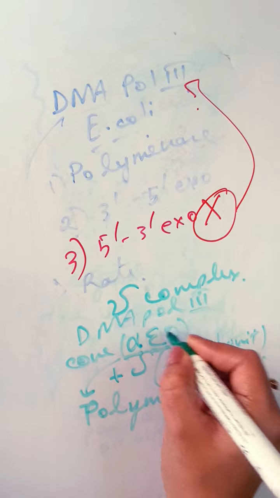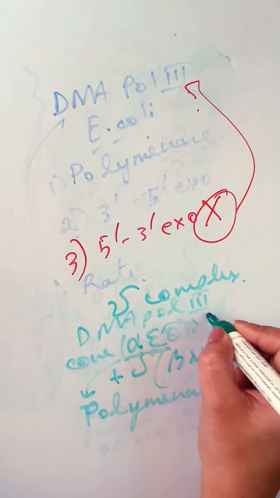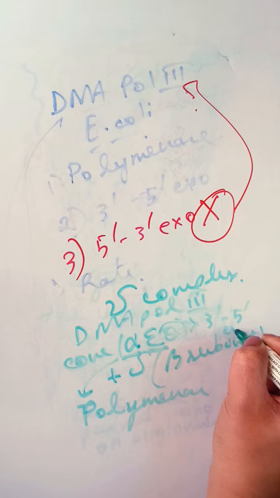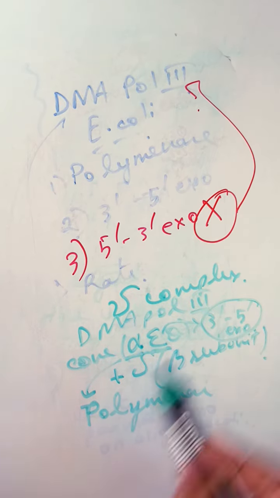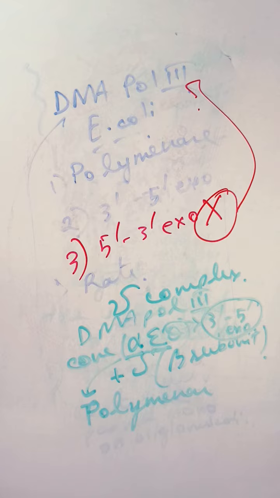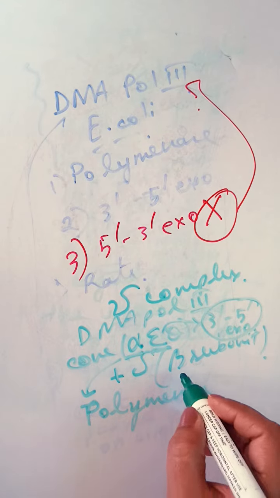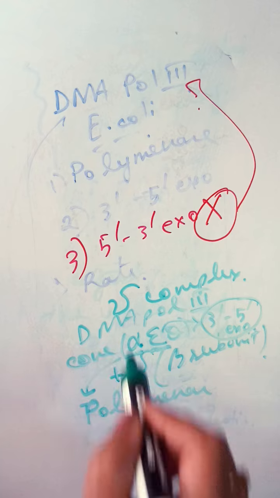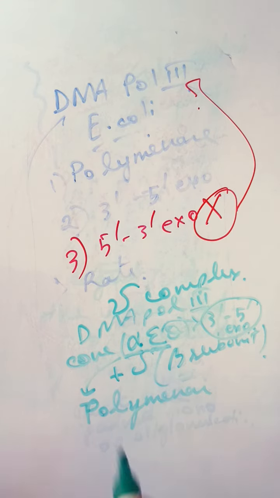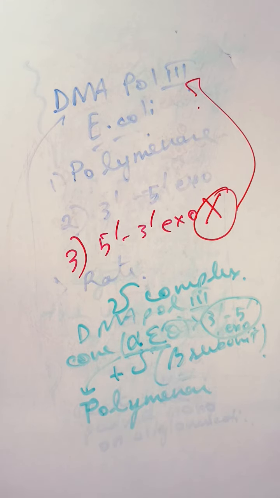The epsilon subunit donates the 3' to 5' exonuclease activity, and theta basically enhances this 3' to 5' exonuclease activity of epsilon. But whenever the beta subunit is present in the holoenzyme with this core enzyme complex, it actually enhances the polymerization activity, or speeds up that reaction. Now the first thing is how it will be attached.